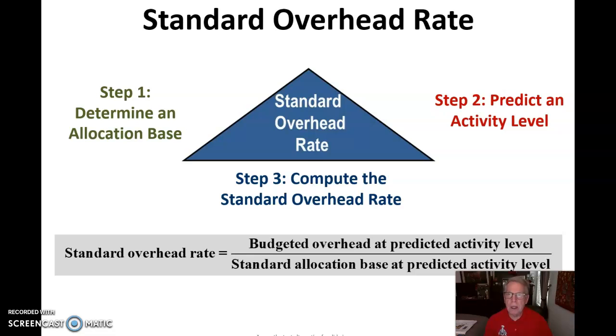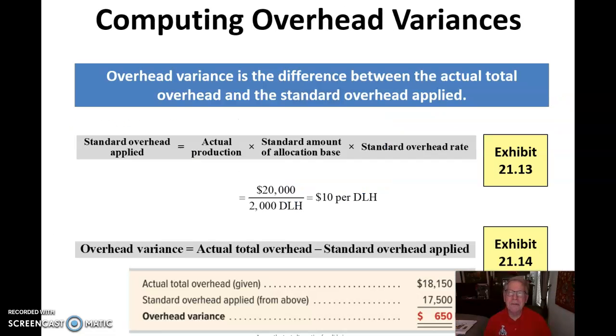In any event, we need to determine an allocation base, and then we compute our standard overhead rate and predict an activity level. We compute the standard overhead rate based on that. So we're going to look at the budgeted overhead at the predicted activity level, and then divide that by the standard allocation base at the predicted activity level. Let's see how that works.